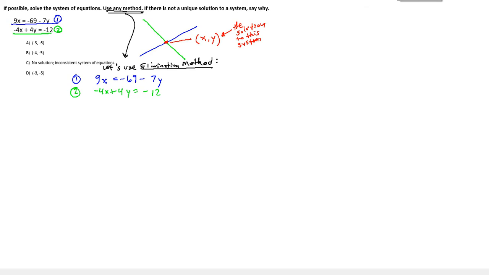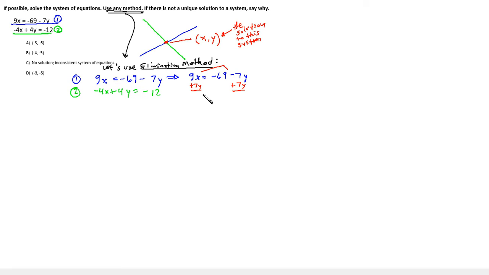Well, if I'm going to use the elimination method, we need to make sure that each of the two equations is written in standard form, so that the x and the y terms are both on the left side. For this first equation, 9x equals negative 69 minus 7y, I'm going to eliminate the y term from the right side, and when we balance the equation out, it has the effect of looking like the y term moved.